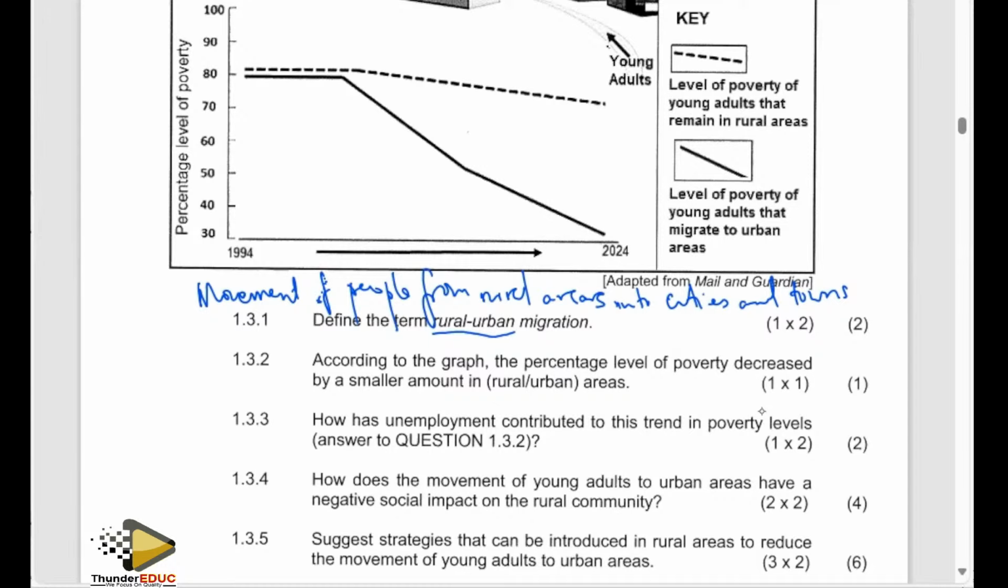So if we try to compare those two, we tend to find that this one here is the one that has got the smallest change in the percentage of the levels of poverty, which has been experienced between those two. So if we go to our indications here of the graphs, we see that the broken graph is representing the poverty of young adults that remained in rural areas. So our response here is rural area.